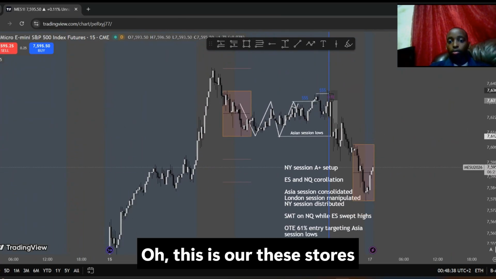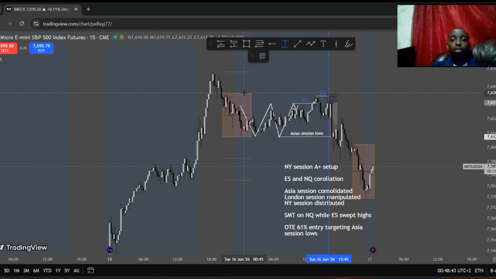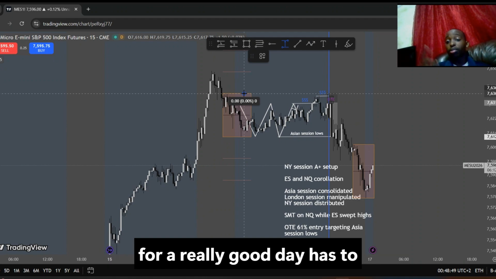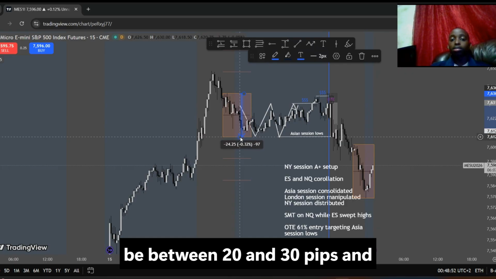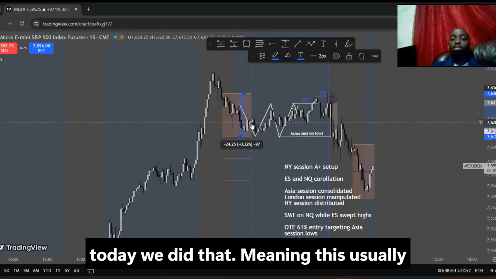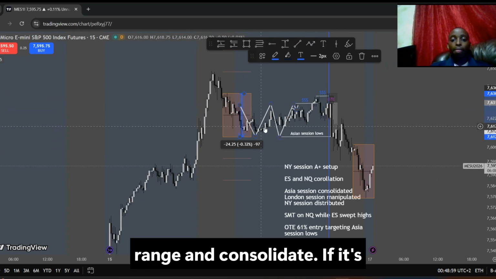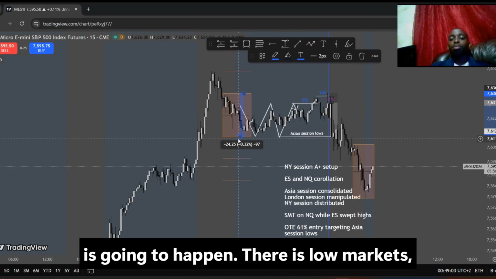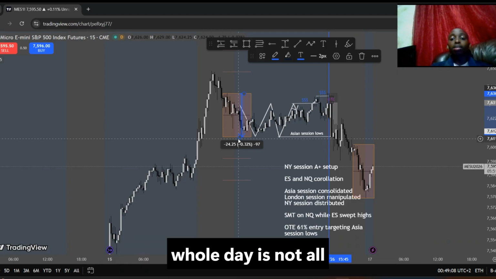This is how our day starts. Usually we mark out the price range, which ideally for a really good day has to be between 20 and 30 pips, and today it did that, meaning this usually indicates that each institution will probably range and consolidate. If it's below 10, it really means nothing's going to happen. It's a really slow market. Nothing's going to happen throughout the whole day, either in London or New York.